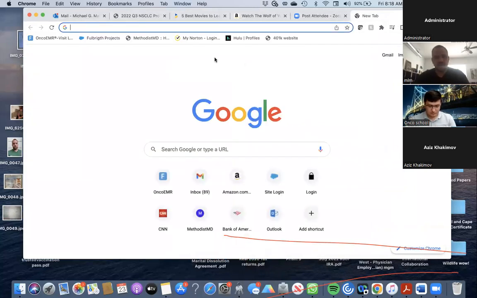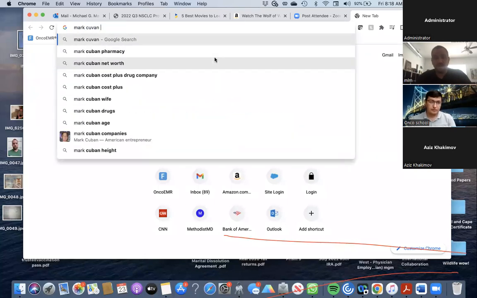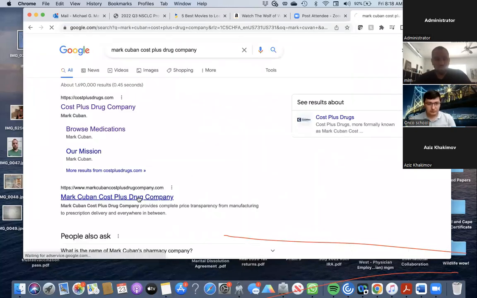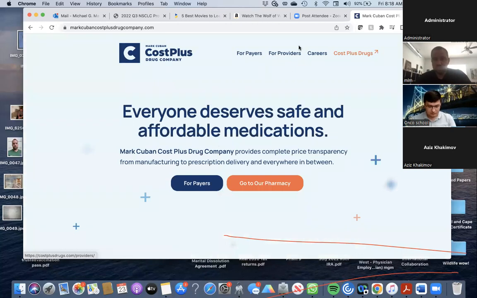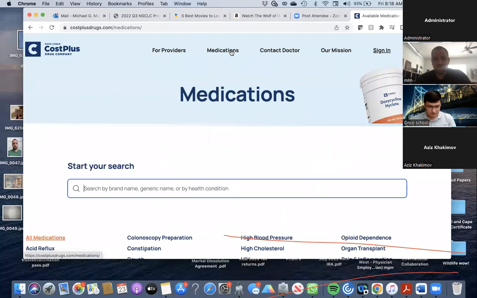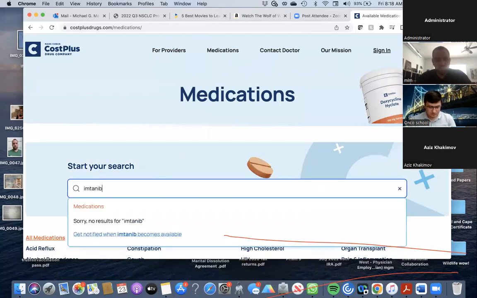you guys can still see my screen, right? You can still see my screen? Yes. So here is the Mark Cuban Cost Plus. So for providers, which because we're all doctors, so medication and imatinib.